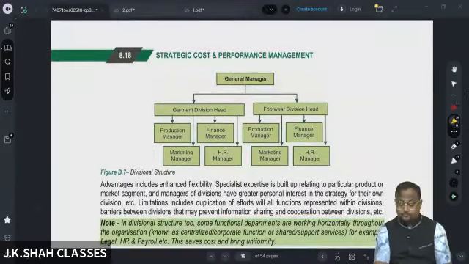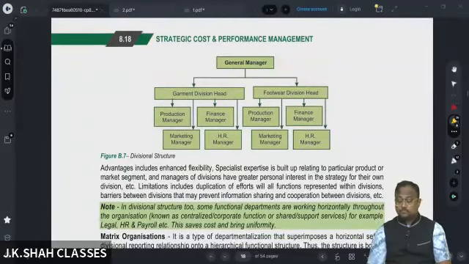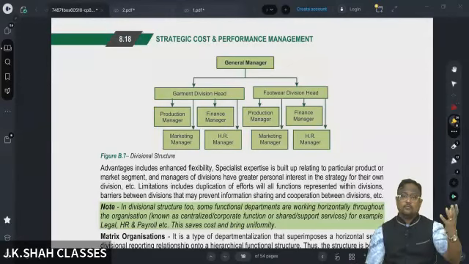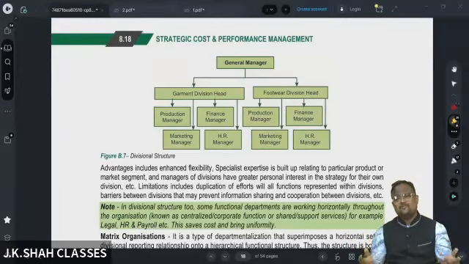Divisional means like Samsung, mobile division, television division, music system division, headphone division. There can be different divisions and peripherals. They go on the basis of divisions, and divisions will have further evaluation like production, admin, marketing, and so on.